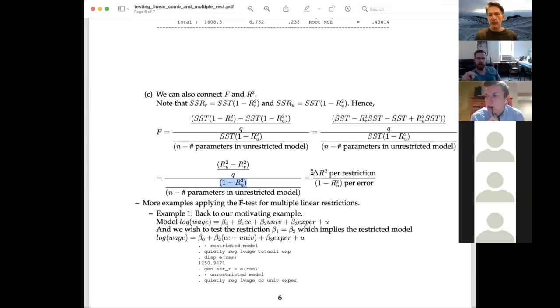And it's the bottom term, the 1 minus R squared U over the number of parameters in the unrestricted model. Yeah, that is a little hinky. What does that represent? All right.